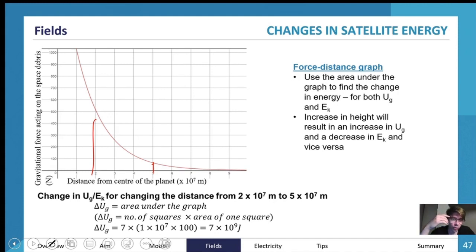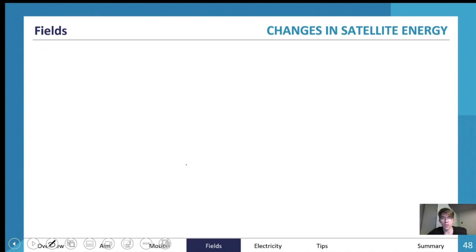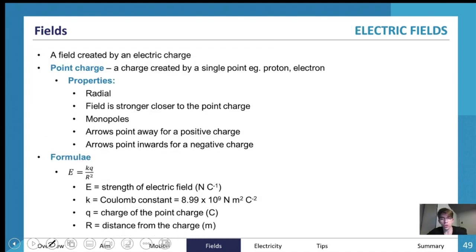Now, when we're analyzing a graph, you need to make sure the vertical axis is force and not gravitational field strength. If it is just gravitational field strength against distance, then after you find the area, multiply it by the mass of the satellite. At the end of the day, make sure to also look carefully at the labels of the x-axis, because usually that's where students make a mistake.